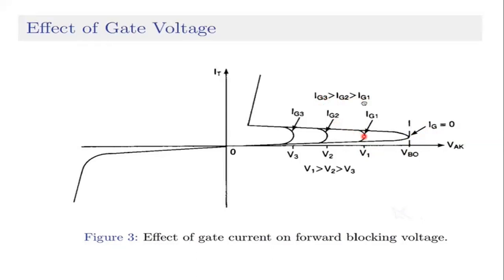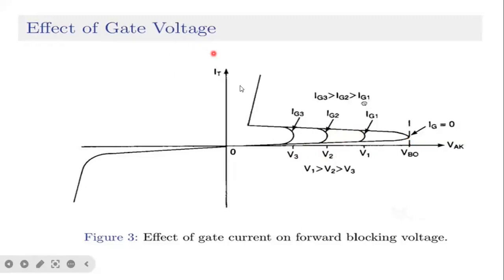When we increase the gate current, the voltage required to turn on the device decreases. Gate current is increasing like this: Ig3 is greater than Ig2, which is greater than Ig1. For example, 0, 1 amp, 2 amps, 3 amps. Current is increasing, but voltage is decreasing. V1 is more, V2 is more, V3 is more. So it is inversely proportional. When the anode voltage is high, the gate current is less. So these are the characteristics.